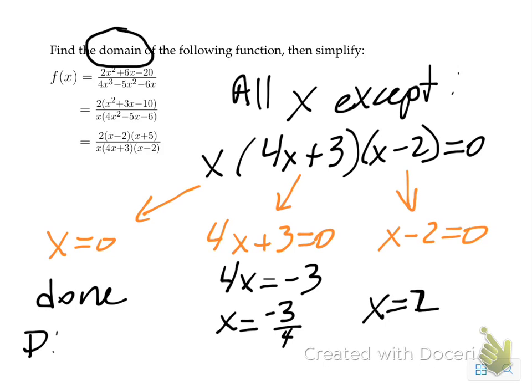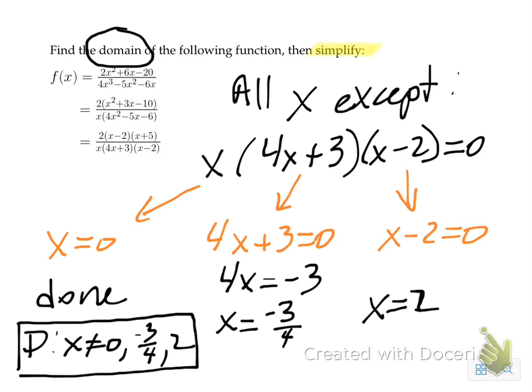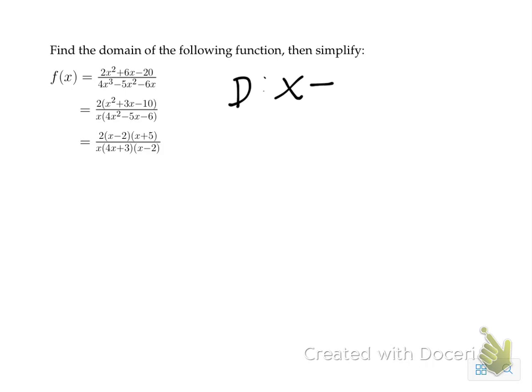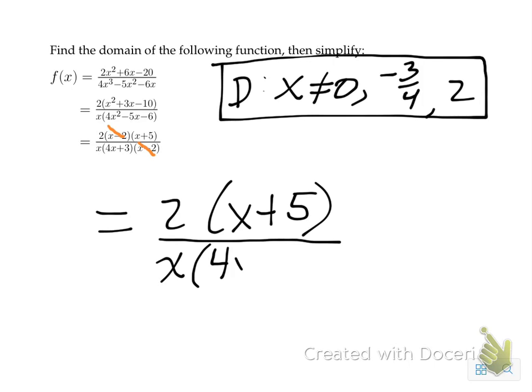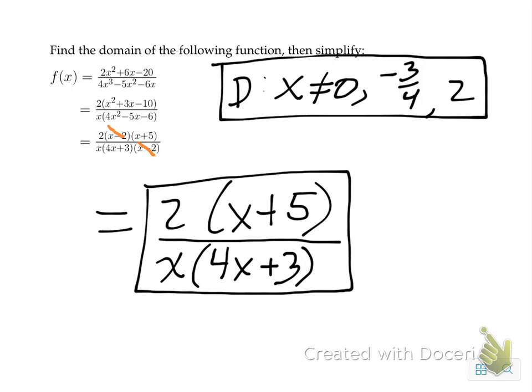So now that I have those three x values, the domain is just x's that are not one of those three. So I'm done with domain. I've got that x can't be 0 or negative 3/4 or 2. So now I'm working on simplifying. And so what do I look for when I'm simplifying? That's right, schwack. So I've gotten those two common factors eliminated, one from the top, one from the bottom, and my final simplified version is 2 times x plus 5 over x times 4x plus 3.